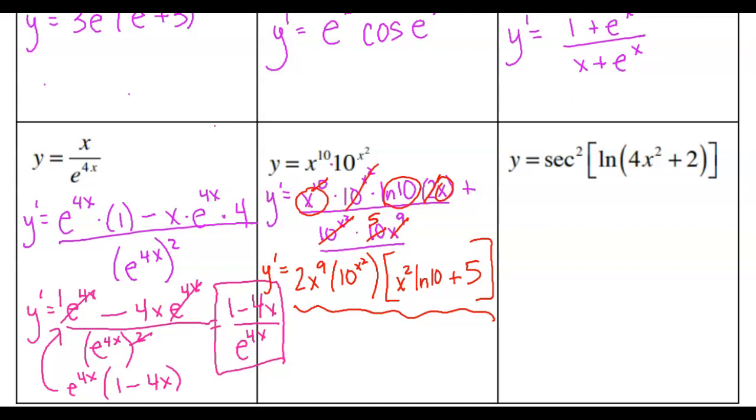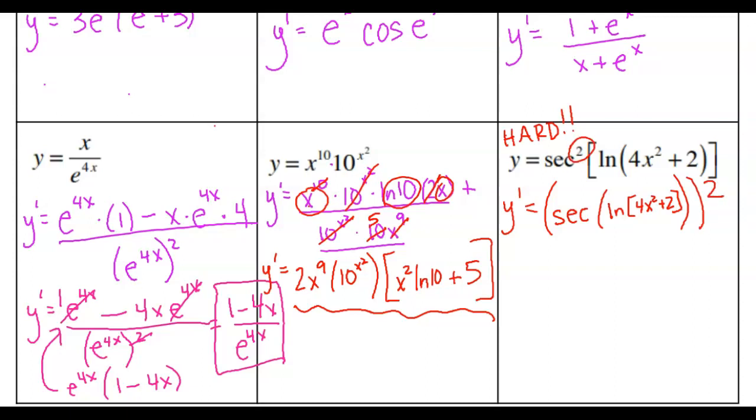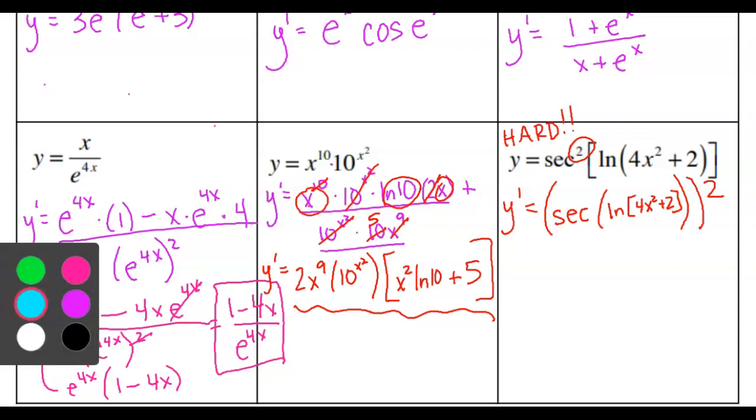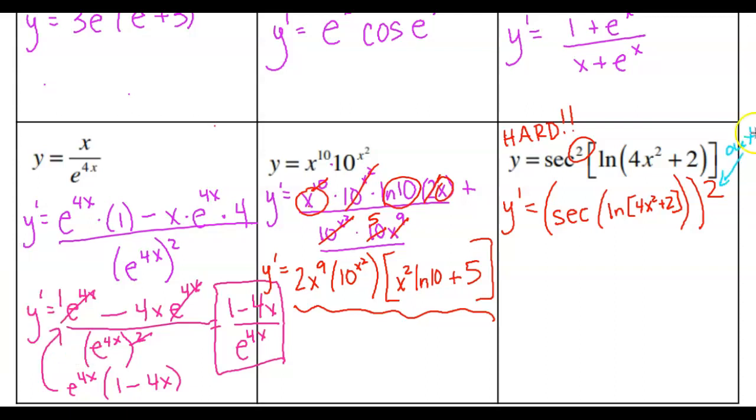Okay? All right, this is our hardest one. This is really a challenge. Okay, so first thing is I'm going to rewrite this. So this is really the secant of the natural log 4x squared plus 2 all squared, okay? They try to sneak that in on you, but I like to see it. So really what's happening is this is on the outside, and we have a bunch of chain rules on the inside. We have one inside here, one inside here, okay? This is going to be tricky.